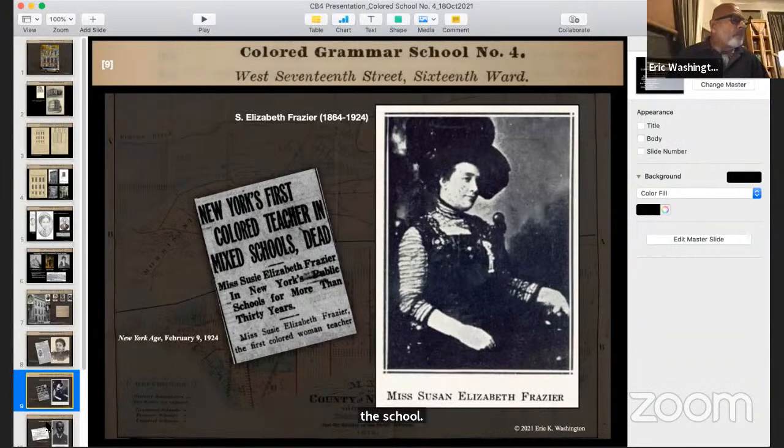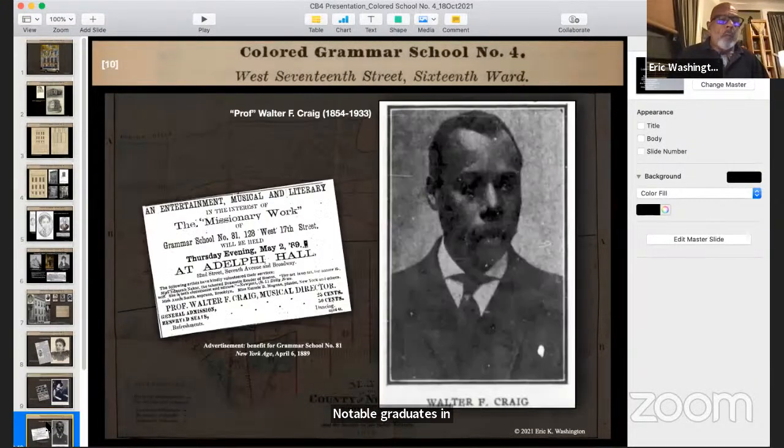Notable graduates included Walter F. Craig, acclaimed violinist and composer. He was the first Black member of the all-white musical Mutual Protective Union. His was one of the preeminent late 19th and early 20th century society orchestras for both Black and white audiences, and prolific Freemasonry historian Harry Williamson.